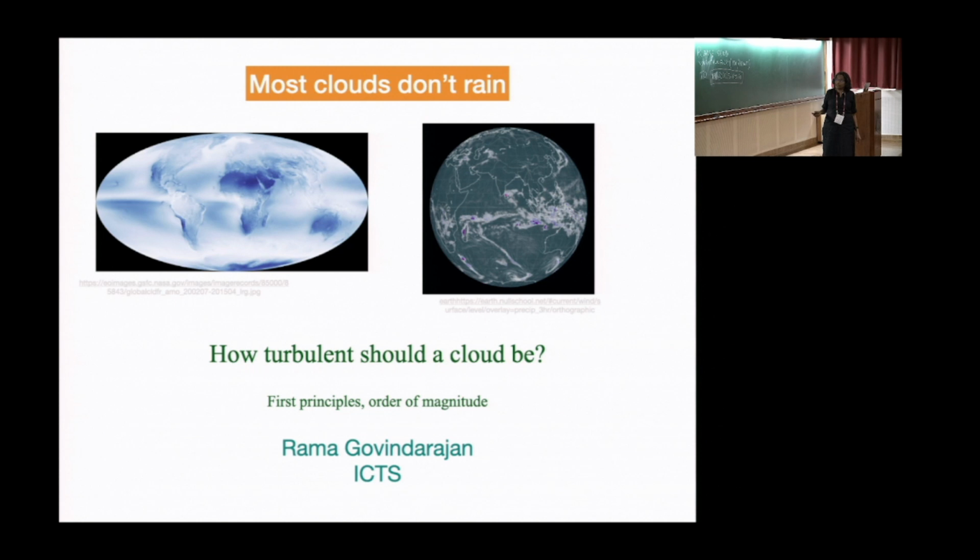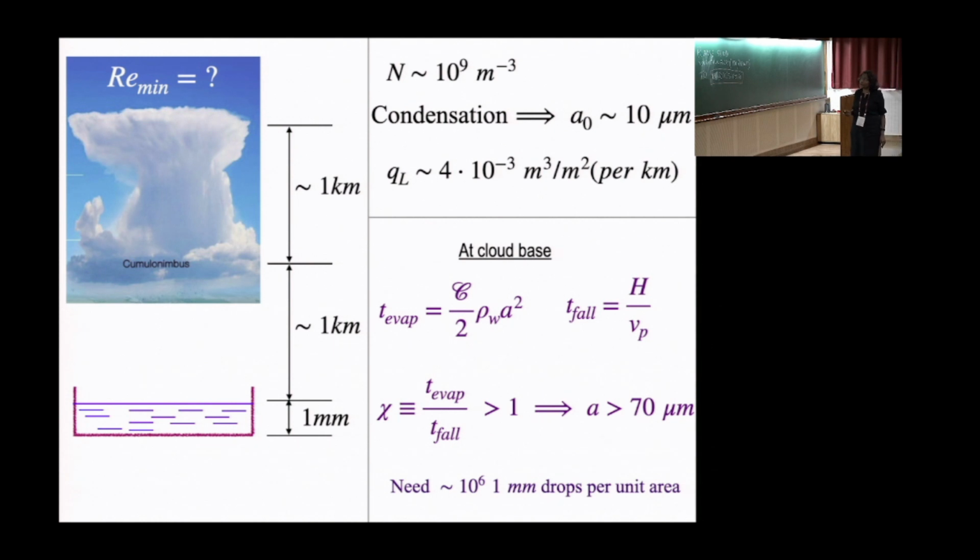And we're going to ask how turbulence plays a role in that, and whether there is a minimum Reynolds number or a minimum level of turbulence for the cloud to rain. Okay, so to pin our thoughts, we'll take a cumulonimbus cloud, which is pretty tall, it can be many kilometers tall, but for our calculations, we'll take it as 1 kilometer. And we want rain of 1 millimeter to collect from this cloud. So if I keep a bucket, I want 1 millimeter to collect in it. And for this 1 millimeter of rain from this cloud, is there a minimum Reynolds number? That's the question we are asking.